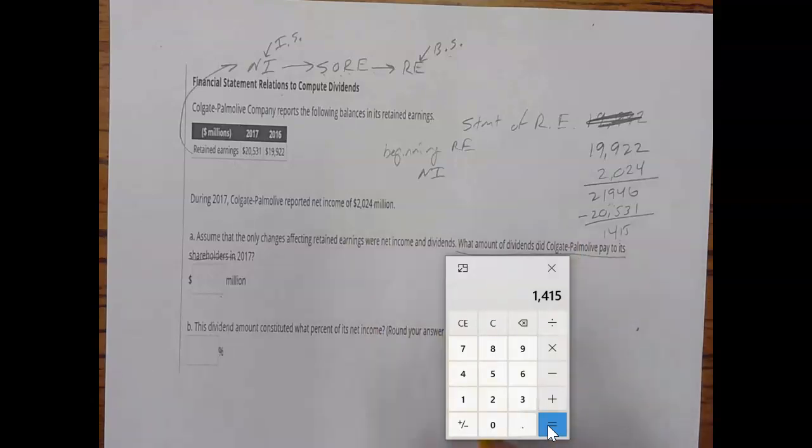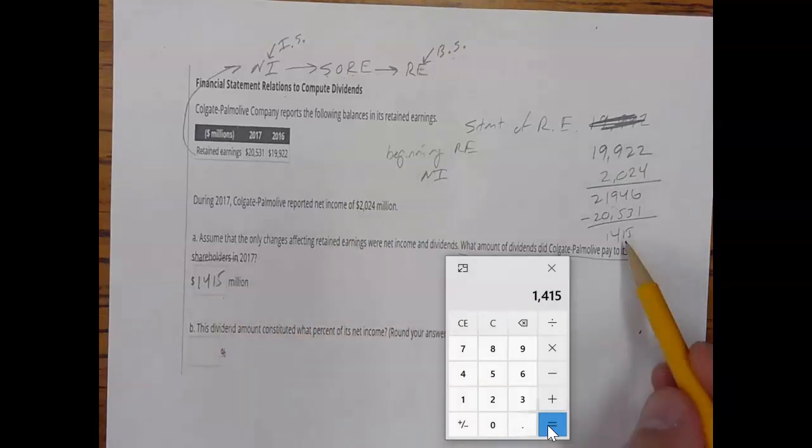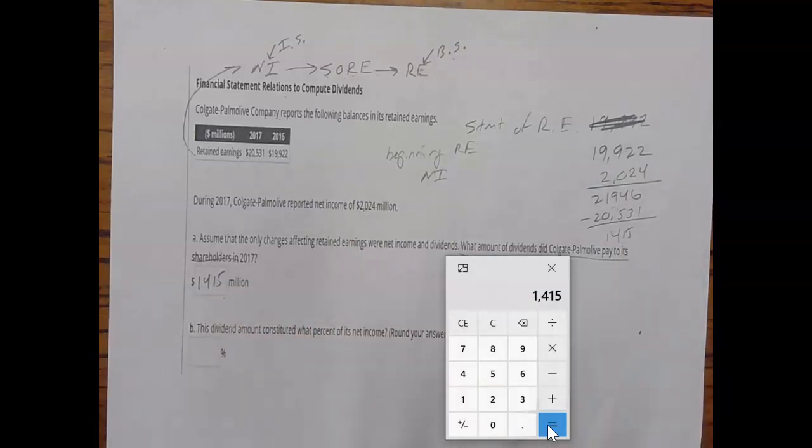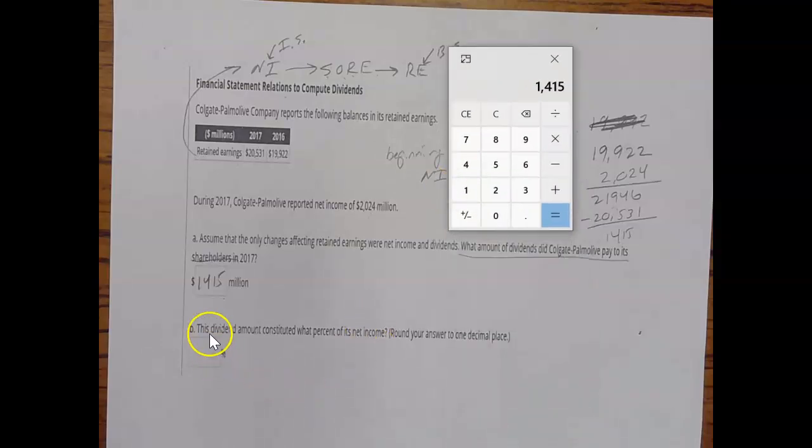So our answer, as far as what was paid out in dividends, is 1,415. I'm going to leave that on the calculator because the next part of the question says this dividend amount constituted what percent of its net income. All we have to do is take this 1,415 that was paid out, and that's going to be our numerator, and then divide by net income of 2,024. They say round your answer to one decimal place, so 69.9%.